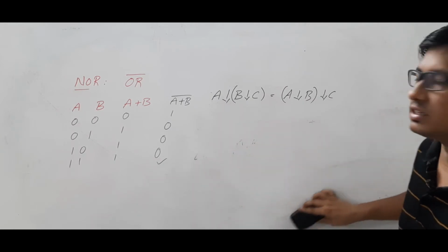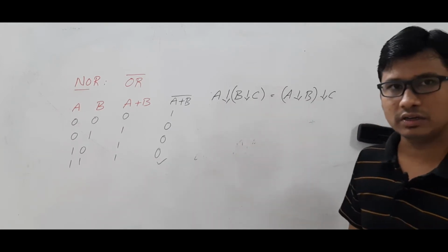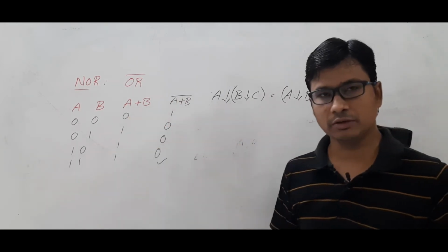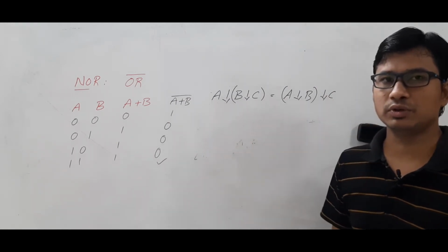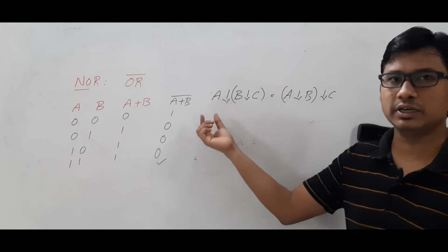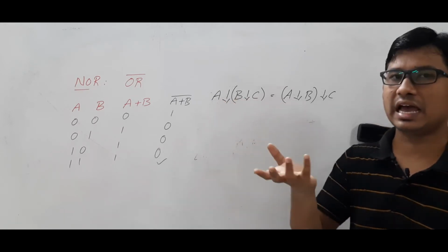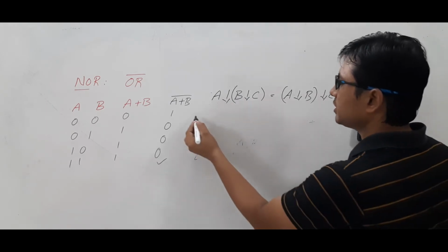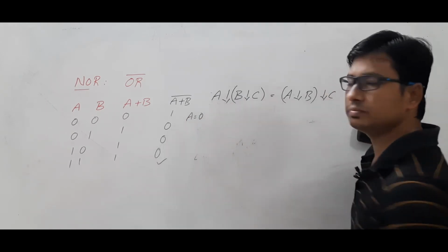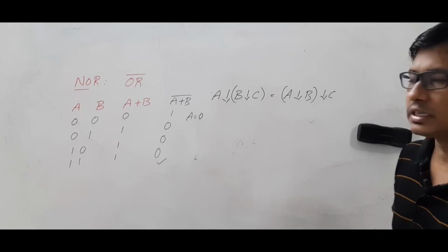How can I verify whether this one is equal to this one or not? I can go for the truth table, or what I have done when I was discussing the NAND, I just substituted any one of the variables with some value, whether it is 0 or 1. Let's take that I am keeping the A value equal to 0. Is it clear? Are you able to understand what will happen?